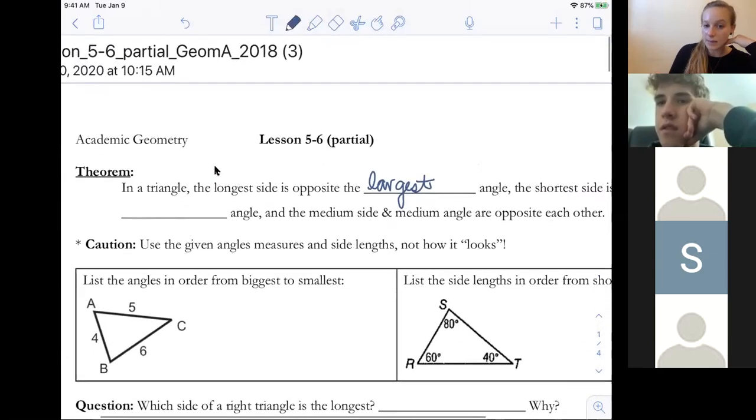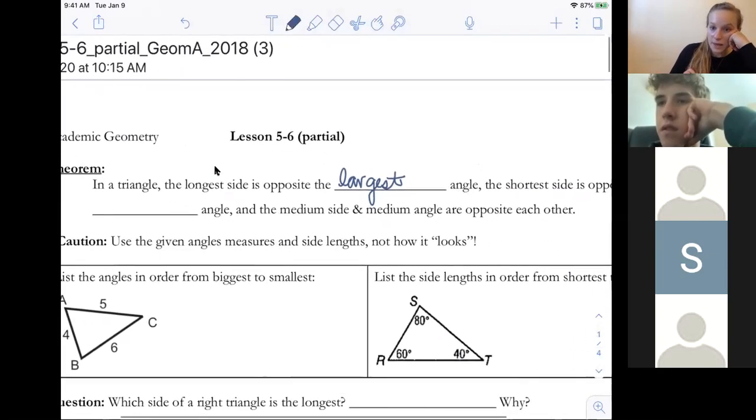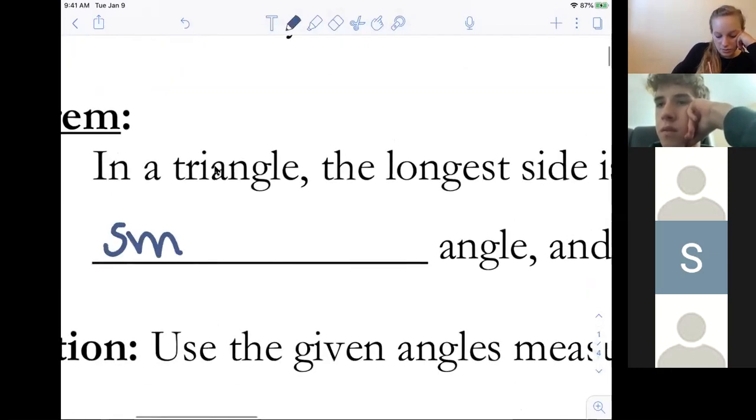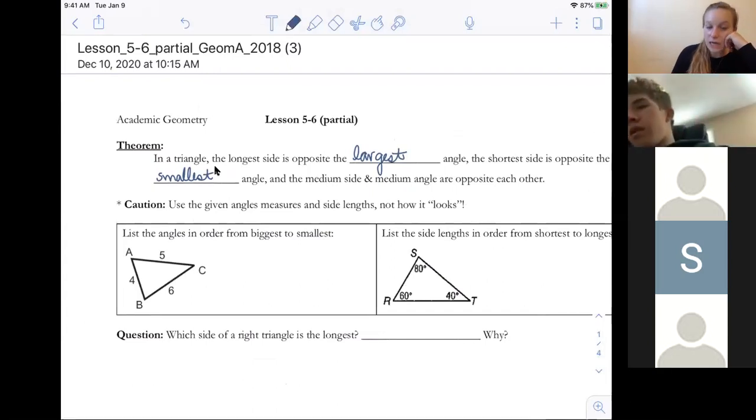The longest side is opposite the largest angle. The shortest side is opposite the smallest angle. And the medium side is across from the medium angle, which kind of makes sense. If it's the biggest side, it's got the biggest angle. If it's the smallest side, it's got the smallest angle. Like goes with like. Big goes together, small goes together, medium goes together. That's all we're learning today.